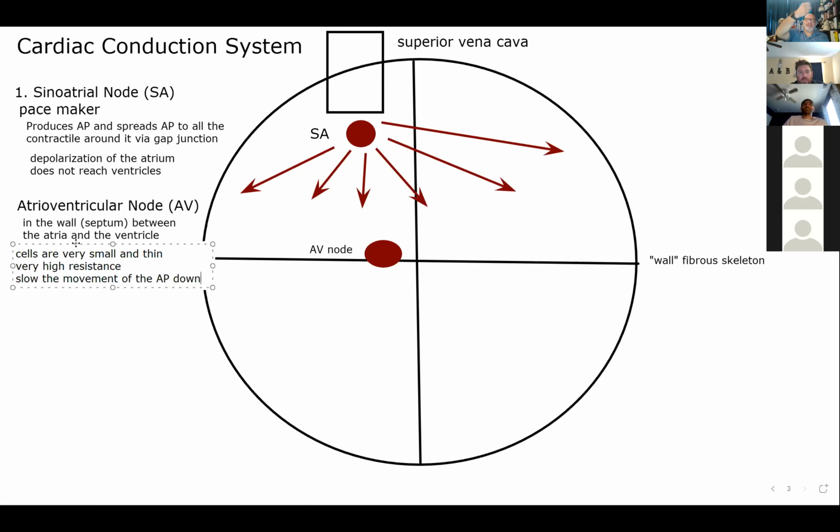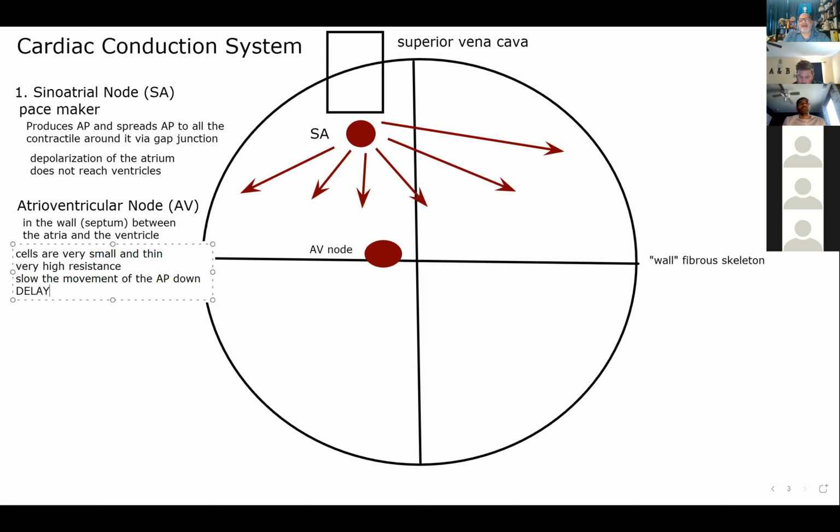And so we don't want the atria and the ventricles contracting at the same time. That would not be an efficient pumping motion. So we want to give the atria a chance to finish pumping its blood into the ventricles before the ventricles contract. So this delay plays a very important role in helping to organize and coordinate the pumping of the heart.